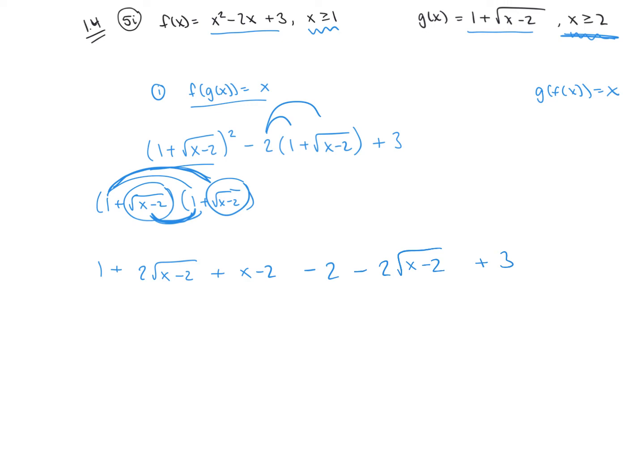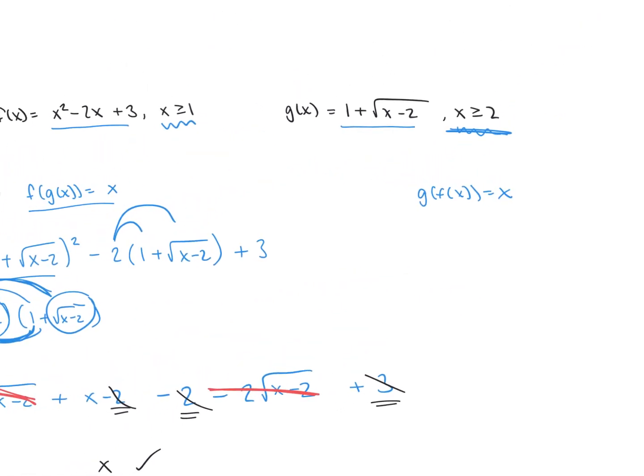Okay, now look, 2 root x minus 2 plus negative 2 root x minus 2, they cancel. So then I have 1 minus 2 is negative 1, minus 2 is negative 3, plus 3, that's going to be 0, so that all cancels. So we're left with x. Beautiful. Okay, that's pretty hard. All right, now let's do the other way.